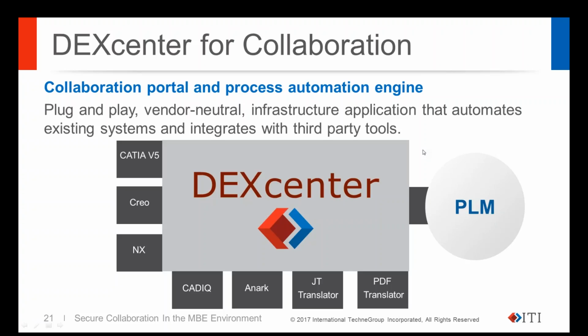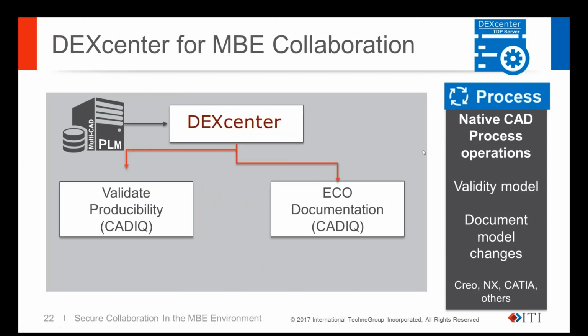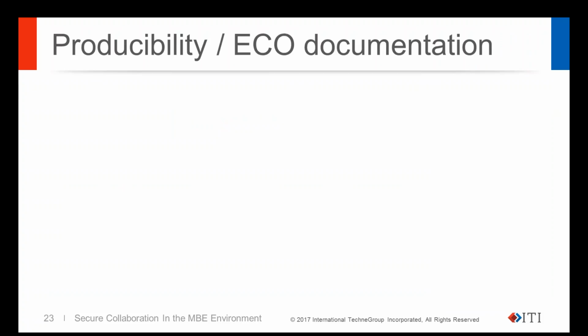So let's look at how DEXcenter fits for these different areas we talked about. For process, we talked about the need to make sure that your models can be used downstream, that someone can manufacture from them, that it could be producible. And for documenting model changes, ECOs, how do we do that? CAD-IQ is another ITI product which we have enabled through DEXcenter, and it lets us do a couple of these things. So a couple examples.